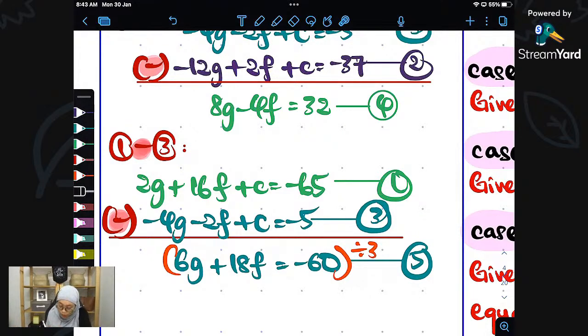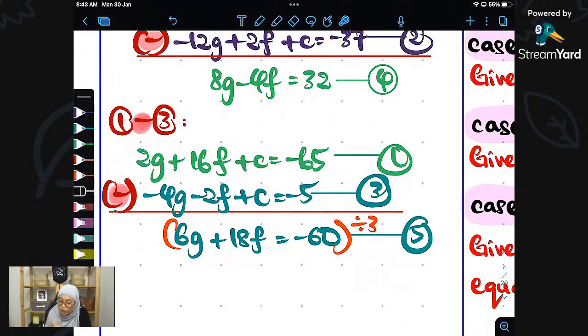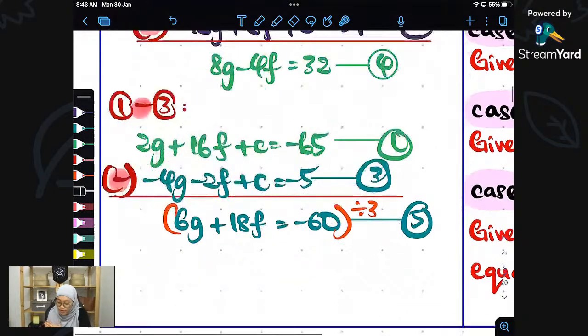So basically, what I did here, I equation 1 minus equation 3 so that I eliminate the C, and then I got 6G plus 18F equals to negative 60. And so here we go. This is my fifth equation. So now I can compare my equation 4 and equation 5. Before that, I divide it with 3.